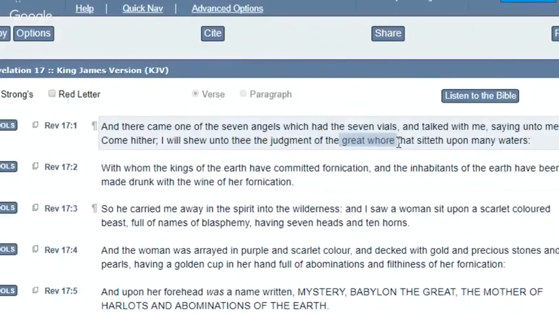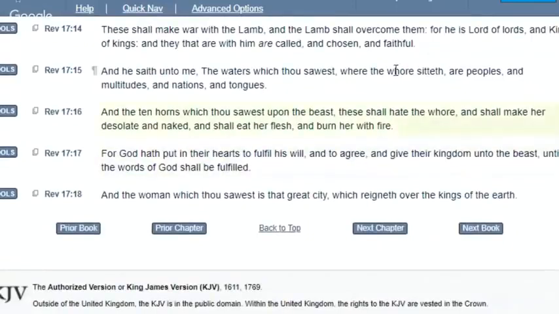Why? Because everyone on the planet wants to do and be like America, because they want to get that money, they want to make that money, and they want to be like America. So this is the great whore. And it says that sitteth upon many waters. Now, what are these many waters that it's sitting upon? Well, let's jump down to the 15th verse.